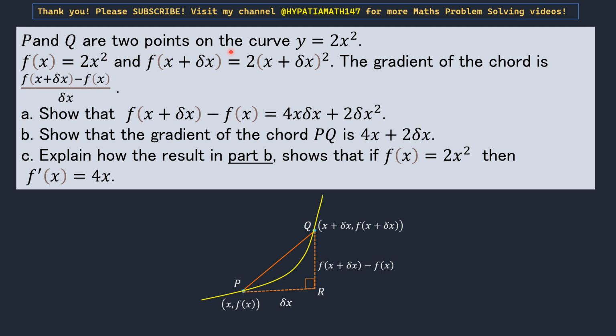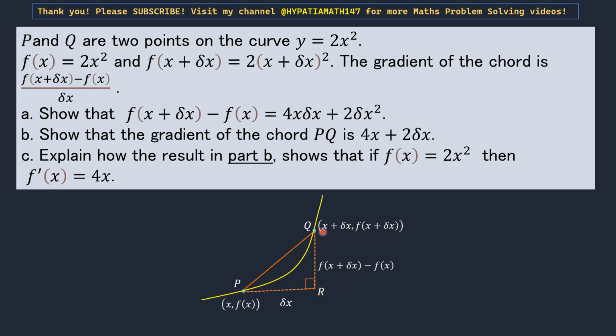P and Q are 2 points on the curve y equals 2x squared. f(x) equals 2x squared. So if you look at the diagram, you have P and Q, 2 points on the curve, and obviously they are very close to one another. So you have P as (x, f(x)), and Q is (x plus delta x, f(x plus delta x)), a slight increment delta x.